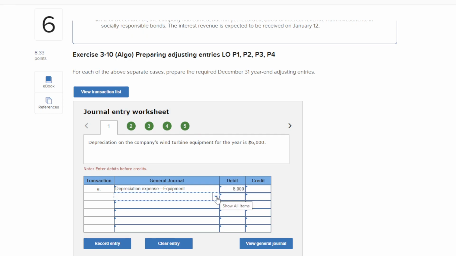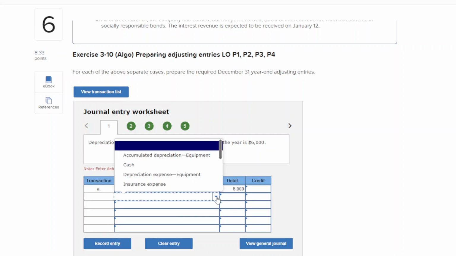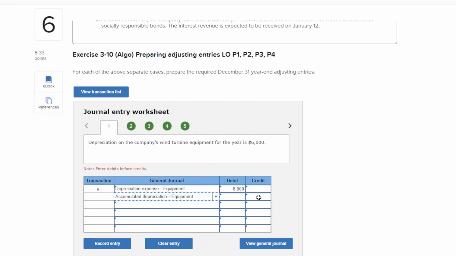And then we're going to want to do our accumulated depreciation. Now this one is linked to our equipment account, and this one's a contra account, meaning that the normal balance is the opposite. Equipment is an asset which has a debit normal balance, so our contra account here is going to be a credit. So there it is. And that's how we'll account for that.